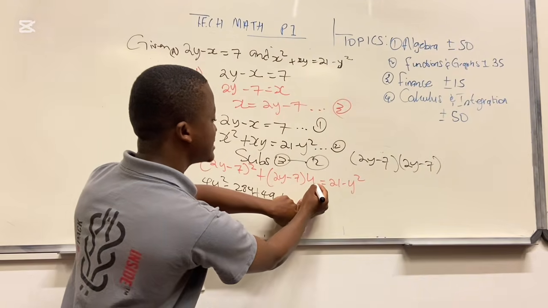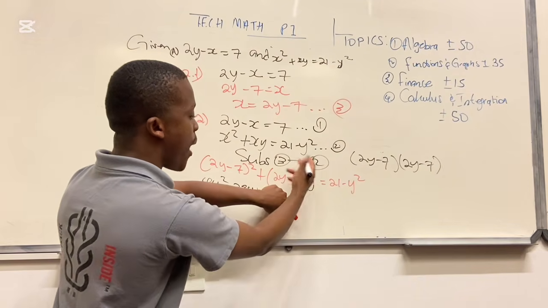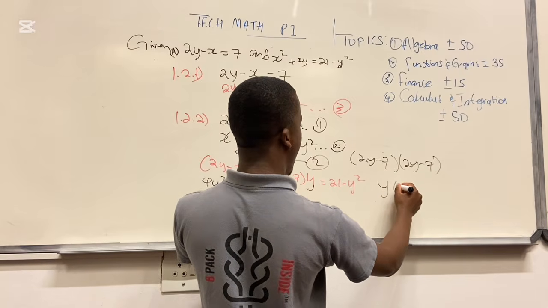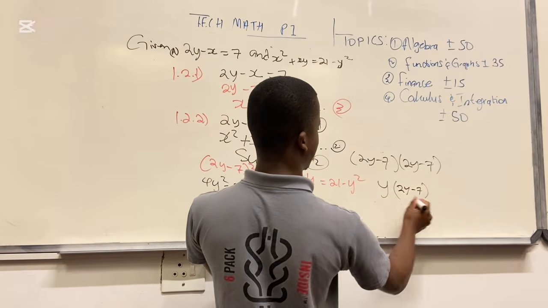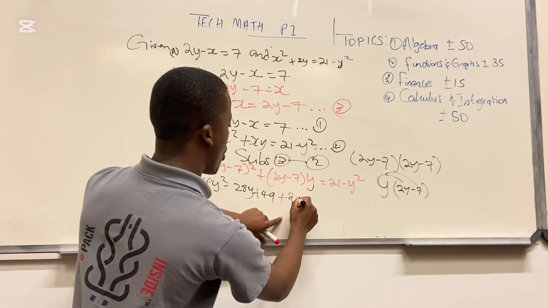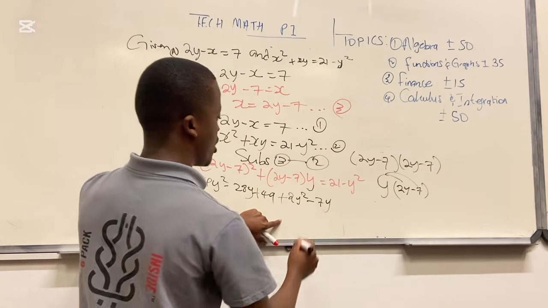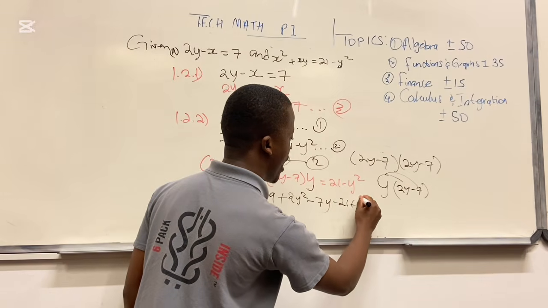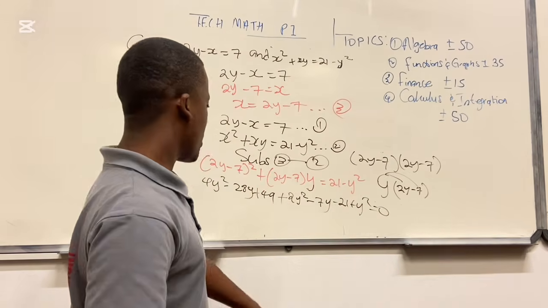And then this is the distributive law, we are distributing. This is the same thing as y into (2y minus 7). We distribute this y inside, and we have 2y squared minus 7y. Then we have negative 21 plus y squared is equal to 0.